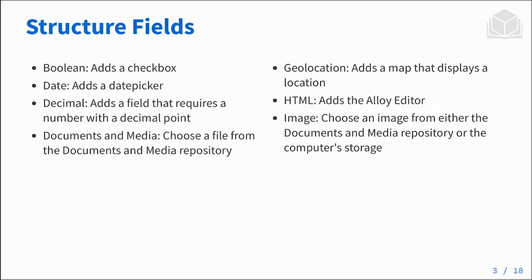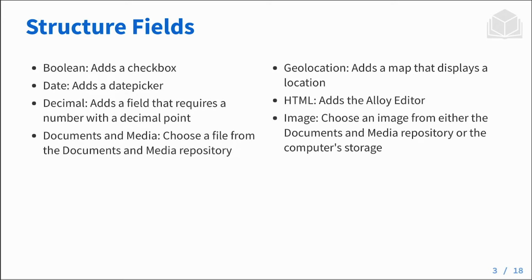So for example, we have things like booleans, dates, and decimals. There are a couple of ways of adding images. We could do it through the actual image structure field or the documents and media structure field. One of them allows you to upload an image from your desktop or file system, and the other allows you to upload images that are actually in the docs and media repository. Otherwise, we have things like geolocation, if we want to include a map display, a location for the web content. And the HTML field actually allows us to add the Alloy editor.